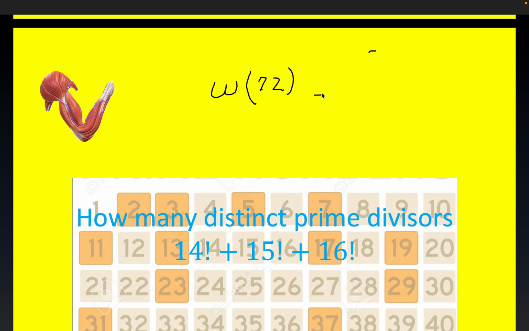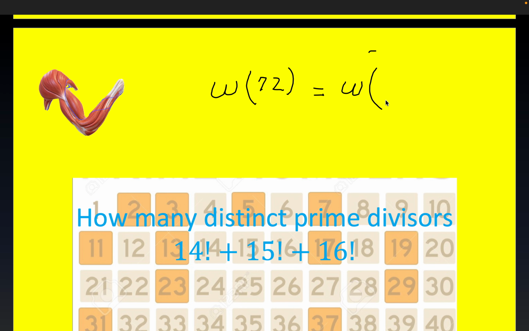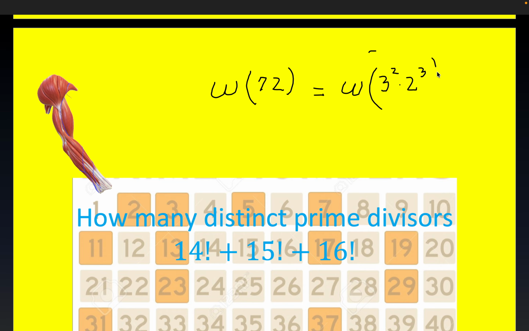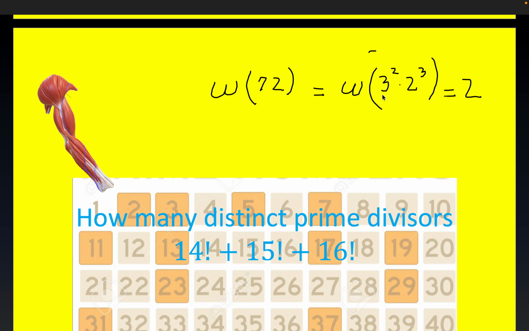Now right here, if you rewrite this based on prime factorization, 72, shall we call it a large number, but it only has two prime factors because you can write it as 3 squared times 2 cubed, right? And you'll recognize that as 9 times 8 is 72. So the answer here is just 2. And again, it's not because there's a 2 right here, it's just that there are 2 distinct prime factors. So that's what omega does for you.